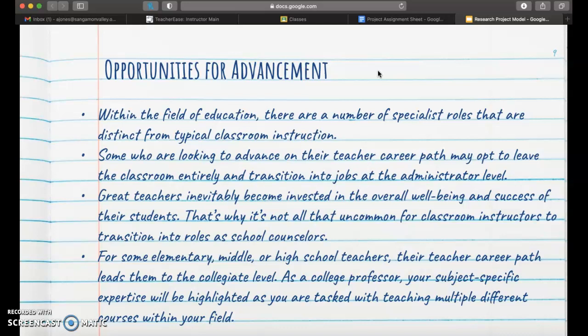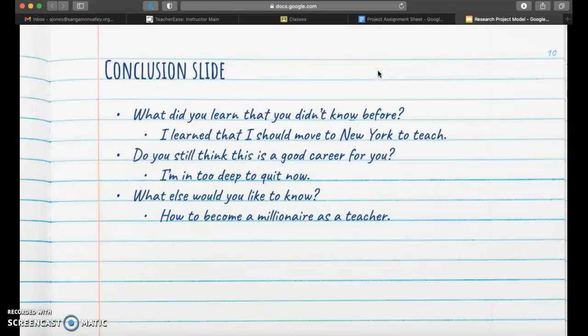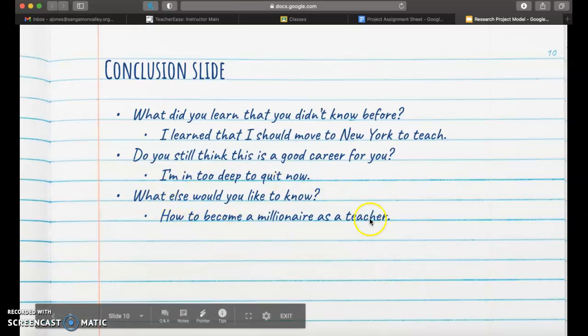Opportunities for advancement. Talk about how teachers can go into collegiate teaching, talk about possibly being a school counselor or an administrator or specialist. And then my conclusion slide, what did I learn that I didn't know before? I learned that I should move to New York to teach because that's where they get paid the most. Do you still think it's a good career for you? I said I'm in too deep to quit now. And what else would you like to know? How to become a millionaire as a teacher.